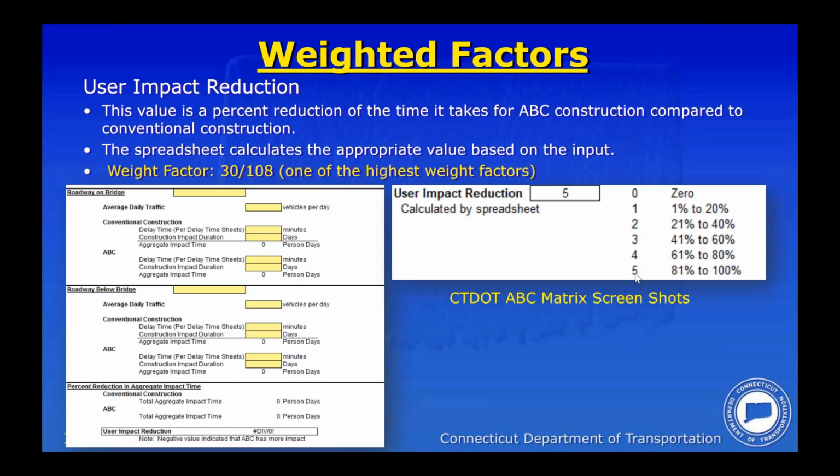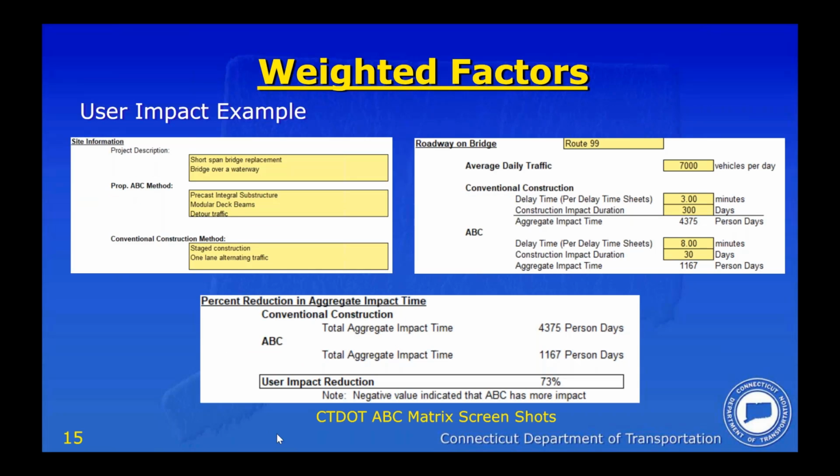So if the project has from a 0 to 5 here, a very low number, 1 to 20% reduction for ABC, that one would be entered in here by the spreadsheet, or up to 5 here if it's 81 to 100%. So weight factors. This is an example here of the results of the delay time computed for both conventional and ABC construction. This is our sample bridge, a short span bridge replacement over a waterway.